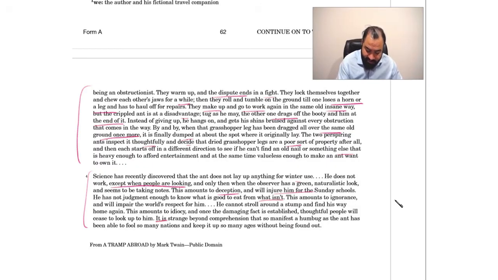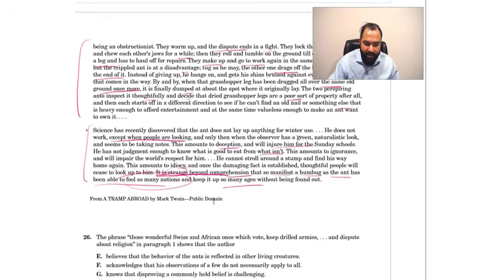Then the last line here is important. It says, it is strange beyond the comprehension that so manifest a humbug as the ant. So such a useless ant. And he's saying it is so strange beyond comprehension. Means he can't even understand how this ant has been able to fool so many nations. Means everybody thinks, wow, ant works so hard and keeps it up for so many ages without being found out. So he's surprised, he's fascinated by how the ant is actually making people fool, making them think that they work so hard, but he doesn't find anything impressive about it.